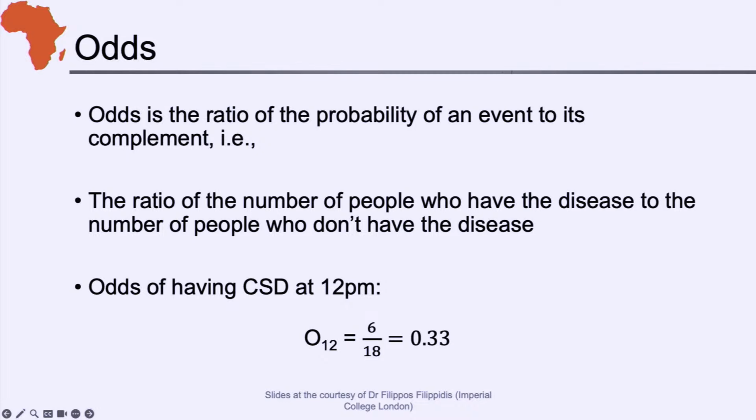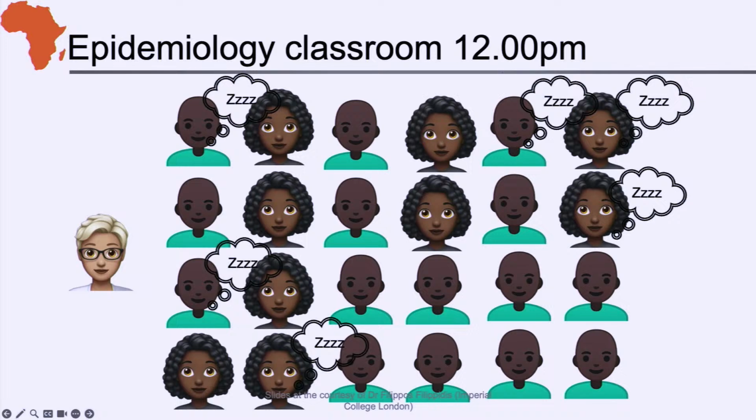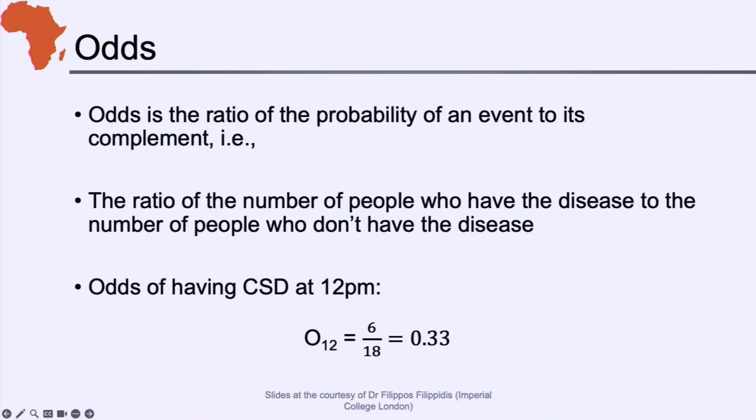So we could calculate the odds from this. The odds is the ratio of the probability of an event to its complement. So the ratio of the number of people who have the disease to the number of people who don't have the disease. So in our previous picture here, we actually have 18 people that are still awake. In my lecture, I'm very happy about that, but 6 fell asleep. So the odds at 12 o'clock are 6 over 18, which is 0.33.